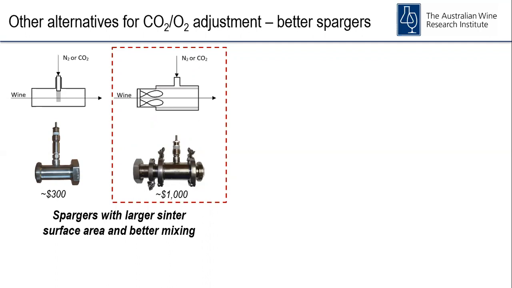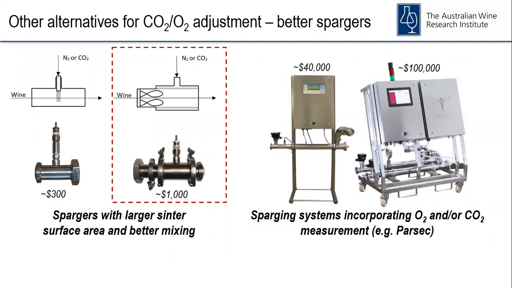And often, as I say, it's probably not done as well as it could be. So that's a relatively cheap opportunity. These are just approximate prices, but it's not that much more expensive to go to a slightly more sophisticated sparger. And some suppliers are also using sparging techniques, but incorporating some automation and some carbon dioxide and oxygen sensors. They're an in-between option between the basic sparges and a membrane contactor system.